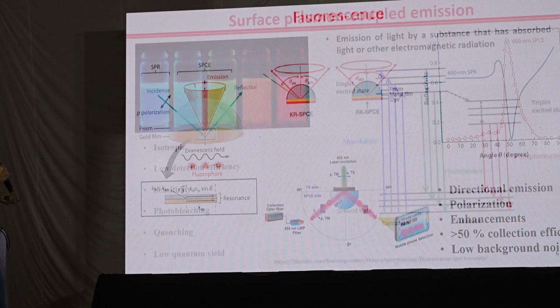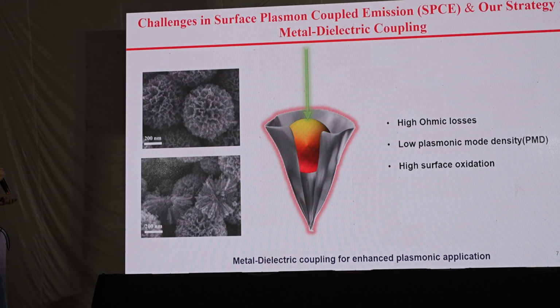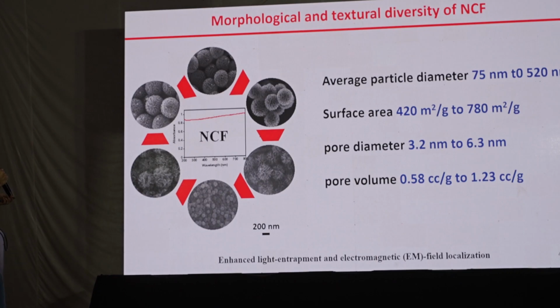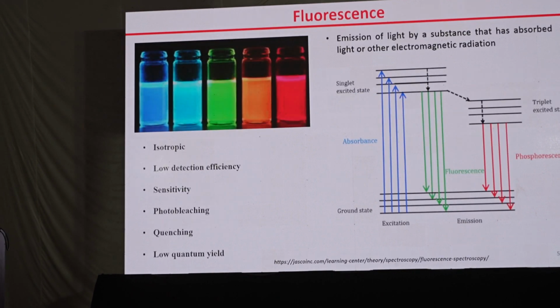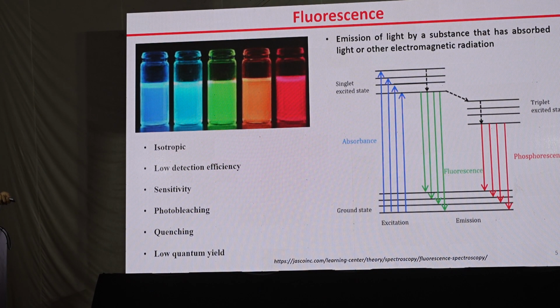The most peculiar property of this NCF is the light absorption ability across the electromagnetic spectrum. In the inset I have shown the UV-visible absorption of this NCF. It has good absorbance in the entire solar spectrum. This property of NCF is used in the fluorescence platform. In fluorescence techniques, we have lots of limitations like isotropic patterning, sensitivity problems, photobleaching, etc.